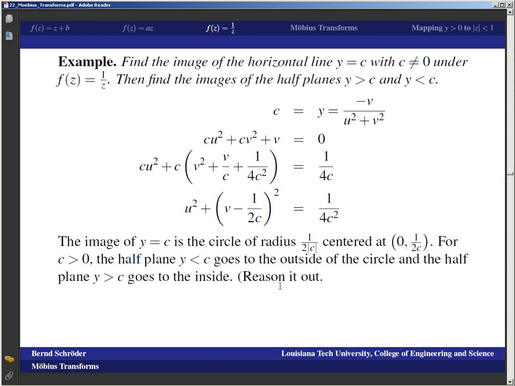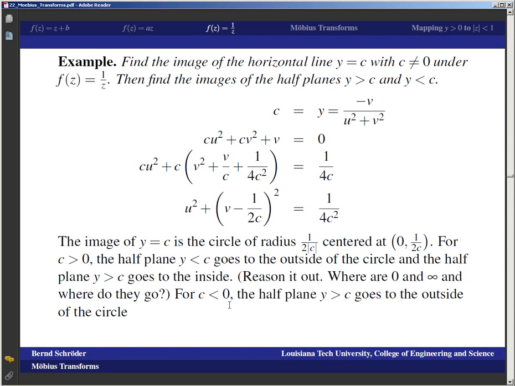So that is something I would recommend to reason out carefully one more time. I've tried to verbalize it here, but basically the idea is you just need to find out where 0 and infinity are and where they are going. For c smaller than 0, the half plane y greater than c goes to the outside of the circle, and that's because when c is smaller than 0, then 0 is in y greater than c, and that means that the half plane y smaller than c goes to the inside. So I guess we can just get away with figuring out where 0 goes. Sometimes you also have to consider infinity for half planes. That doesn't work too well because for half planes, of course, infinity can be considered to be in both of them.